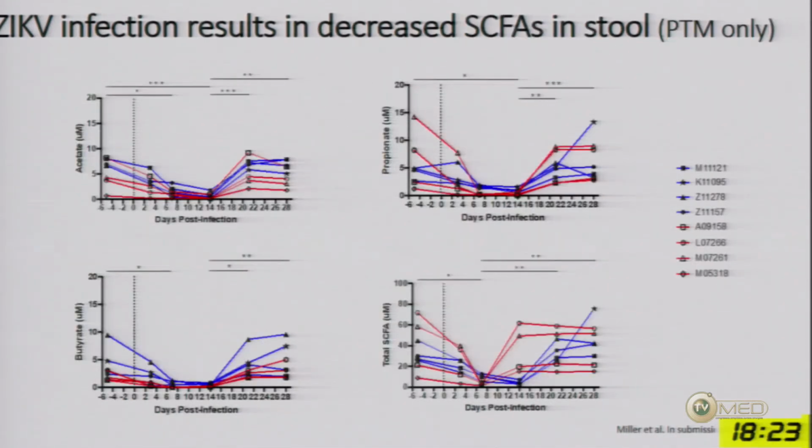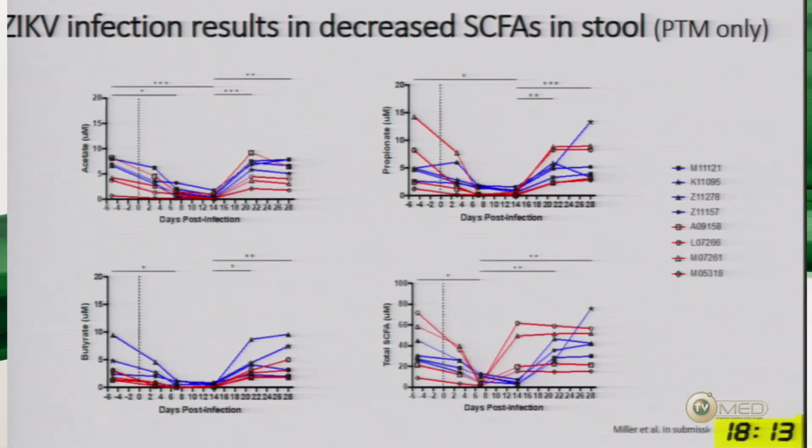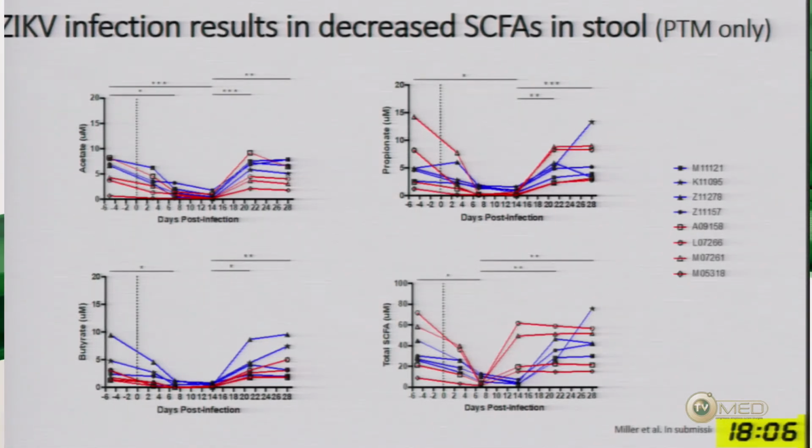So we looked at short-chain fatty acids. Remember that these bacteria are very important for making short-chain fatty acids. We measured acetate, propionate, butyrate, and then down here is all of the total short-chain fatty acids. Again, this is only in the pigtail macaques because this is the only animals we had stool for to measure this. We measure these in the stool. And what you can see is that for all of these short-chain fatty acids, you have a rapid decline, which is consistent through the Zika virus infection, through major symptoms, and then as the virus goes away and is cleared, the short-chain fatty acids come back.